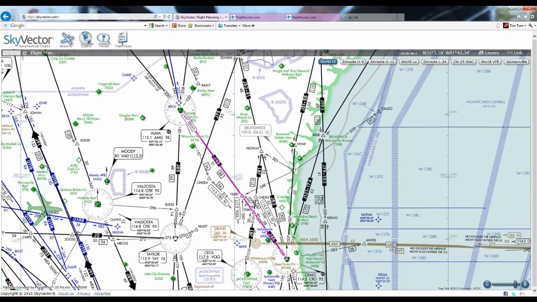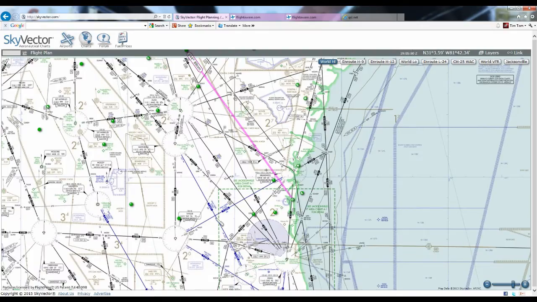Yes, airways can have a maximum altitude as well. For Victor Airways, it's 18,000 feet unless otherwise noted. And for Jet Airways, it's 45,000 feet unless otherwise noted. So once you get above 18,000, you're going to be using Jet Airways, not Victors.